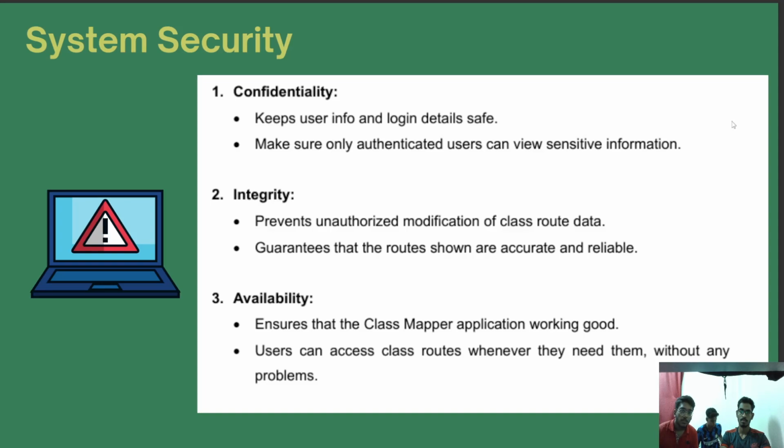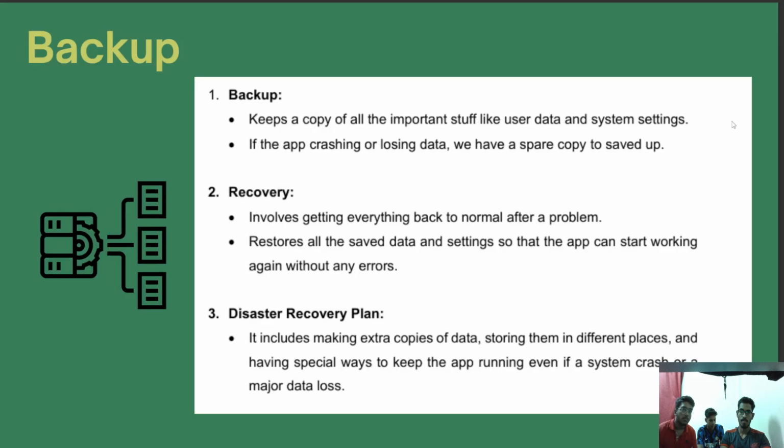Prevents unauthorized modification of class route data, guarantees that the routes shown are accurate and reliable. And the last one is availability: ensure that the Class Mapper application is working well, and also users can access class routes whenever they need them without any problems.